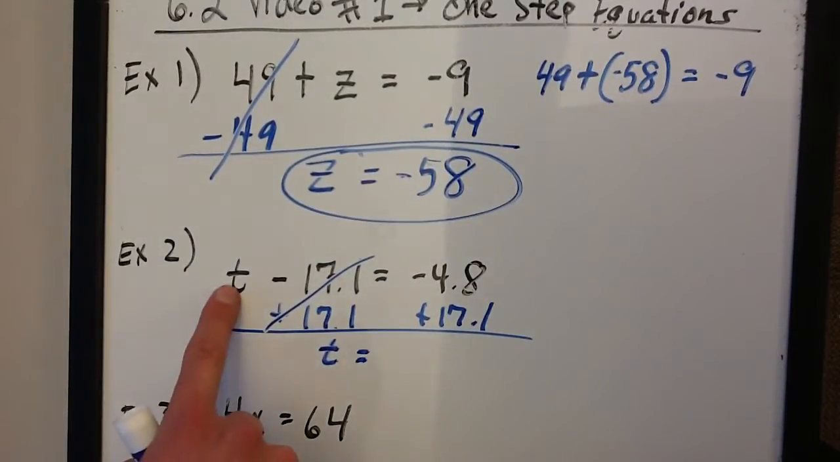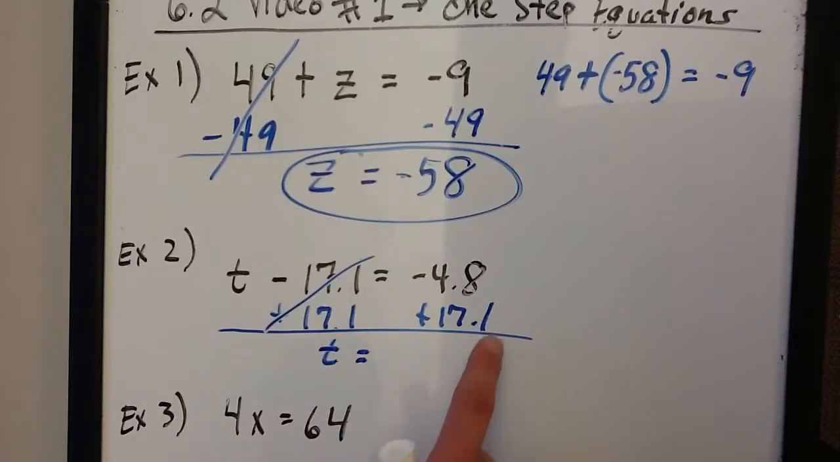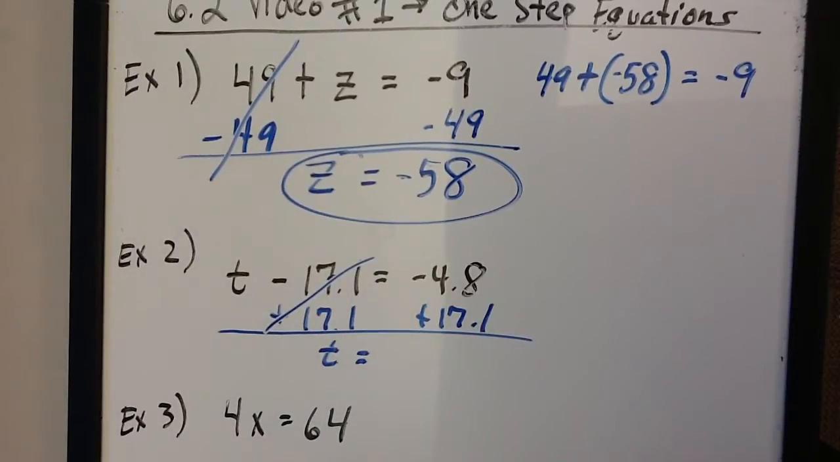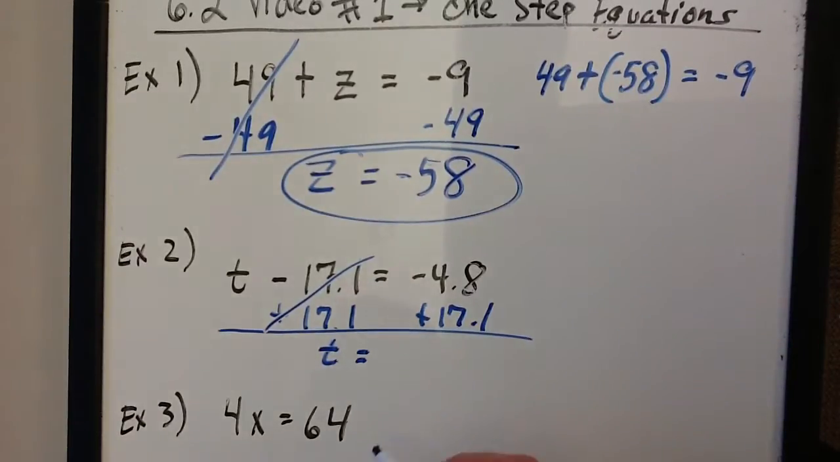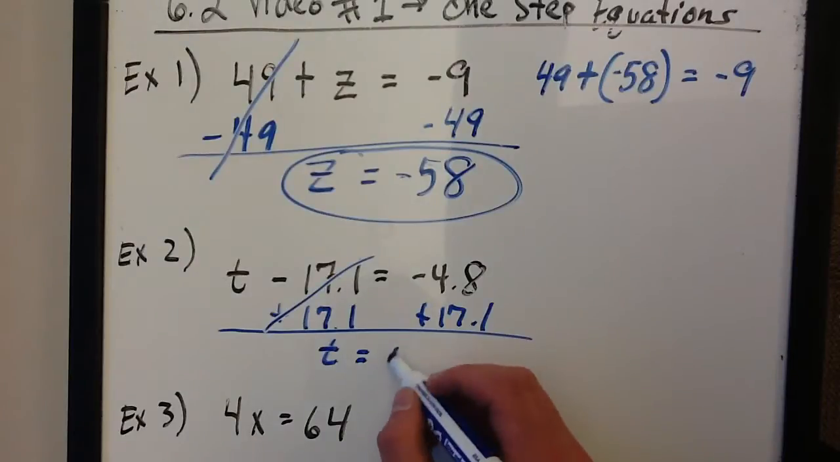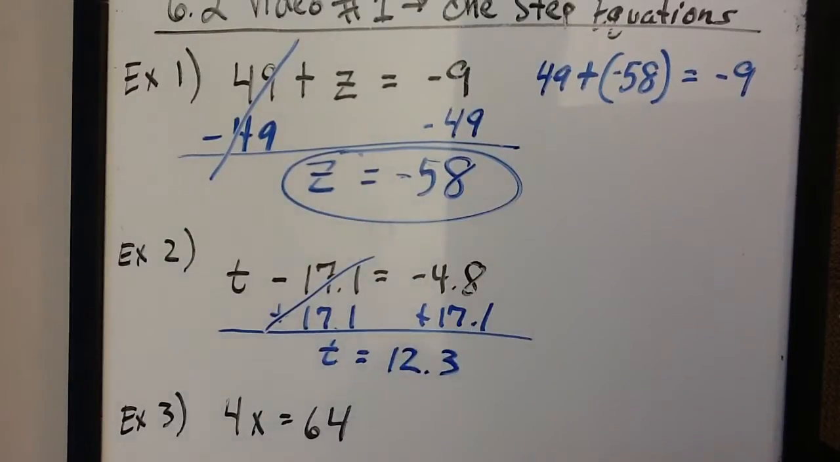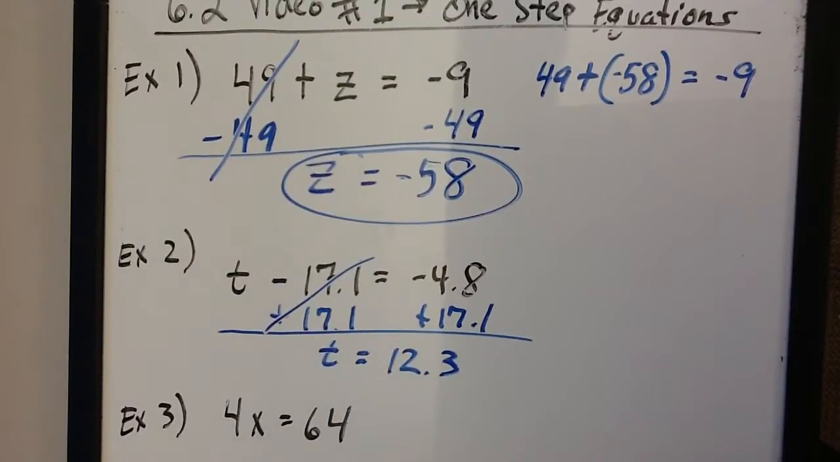So I have t on this side. What do I have on this side? Well, I have negative 4.8 plus 17.1. Signs are the same, so I'm going to subtract. 17.1 minus 4.8 gives me 12.3. And then I take the sign of the big guy. The big guy is 17.1, which is positive. So my answer should also be positive 12.3.